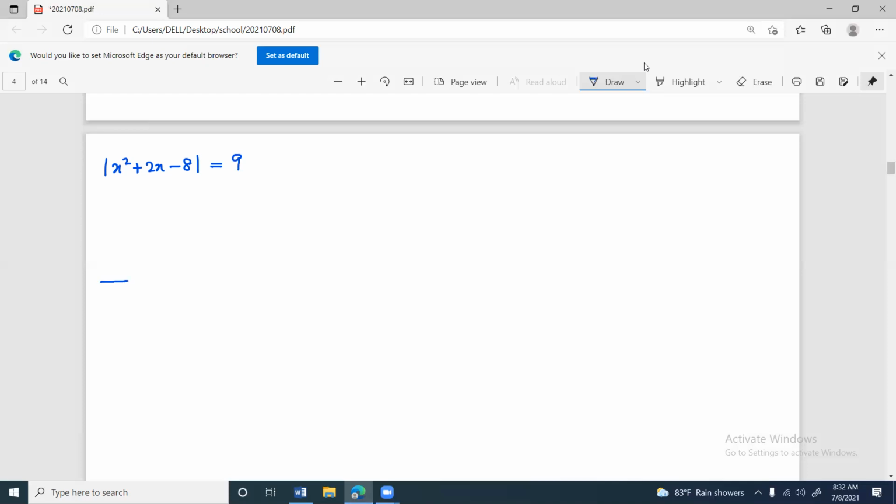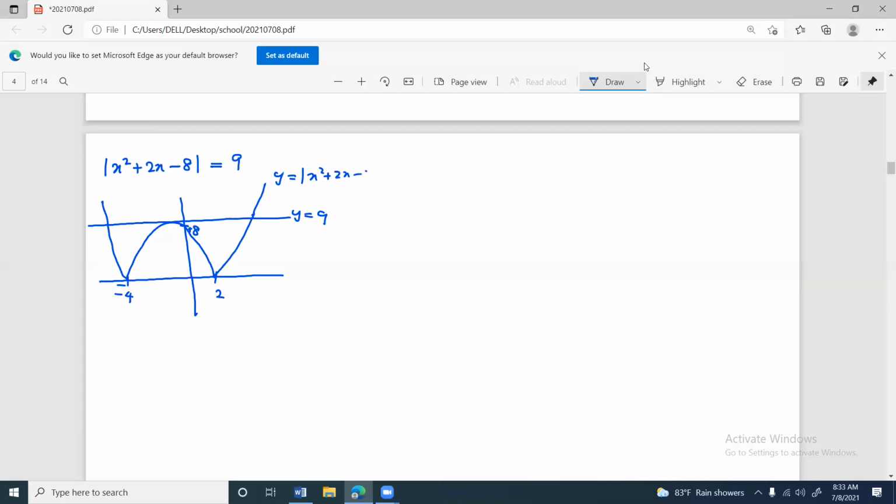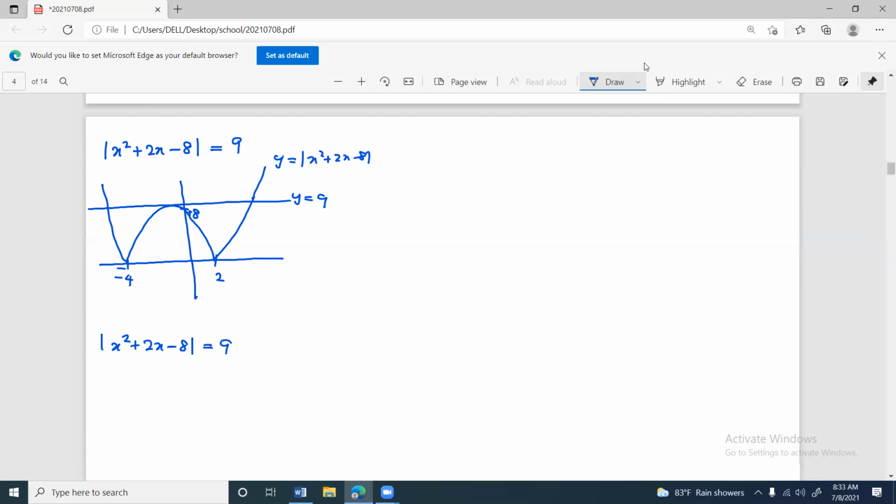So if you sketch this graph, you can see it travelling through -4 and +2. So it's a graph like this. It's -8, sorry, +8 actually. Then if you draw +9 there, you can see it's a graph like this. y equals 9. It is y equals the modulus of x squared plus 2x minus 8. Then you can write modulus of x squared plus 2x minus 8 equals 9. This is the equation we need to solve. Right. We'll go ahead with this.